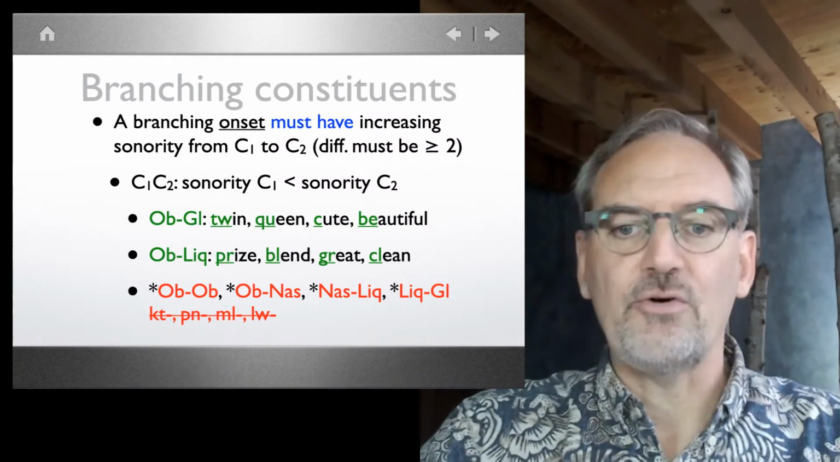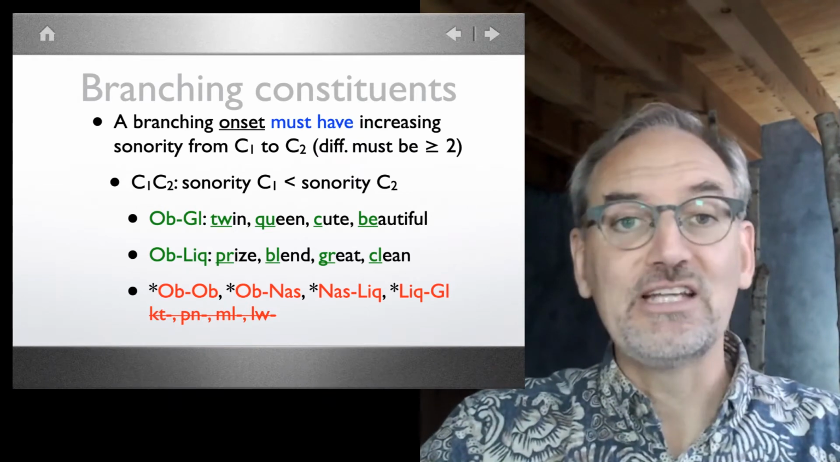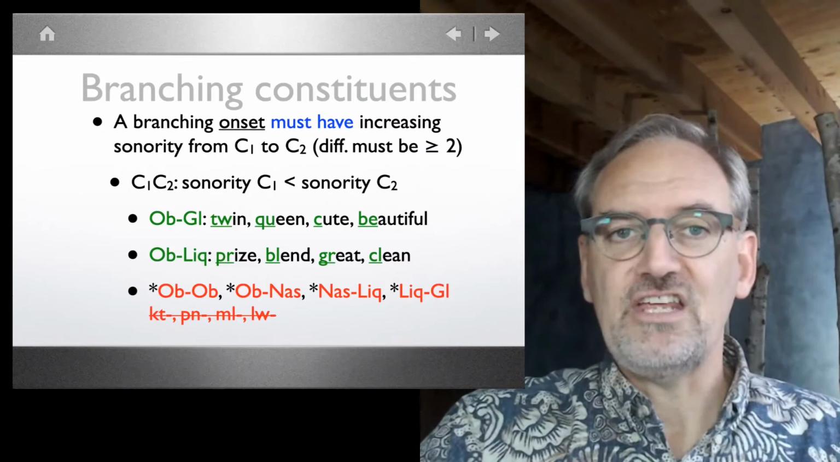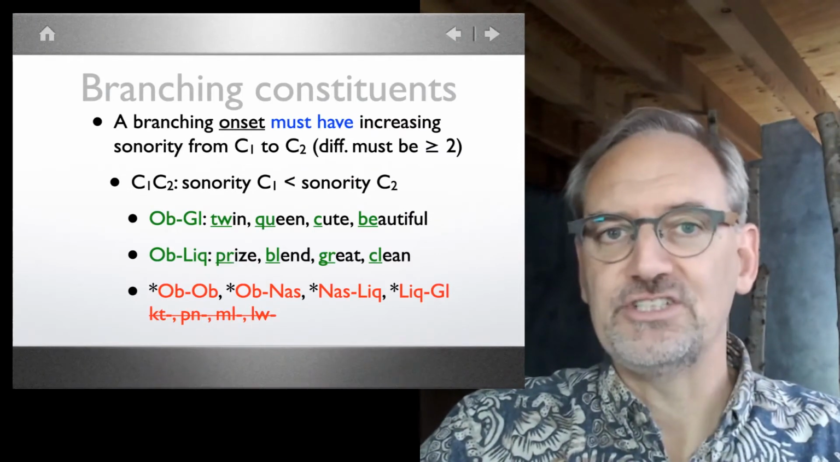Liquid to glide. Oh, right. The asterisk means it's not possible. So liquid to glide is only a difference of 1. Now, all of these are possible in other languages, right?